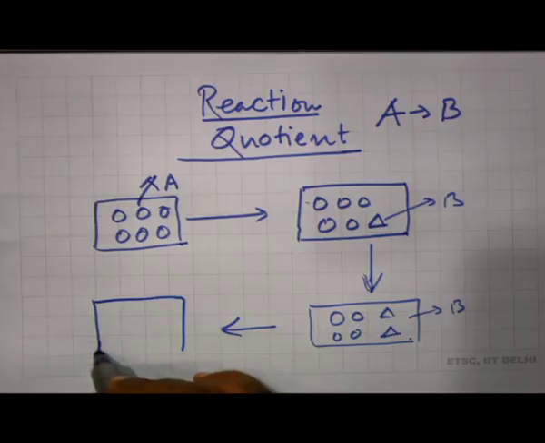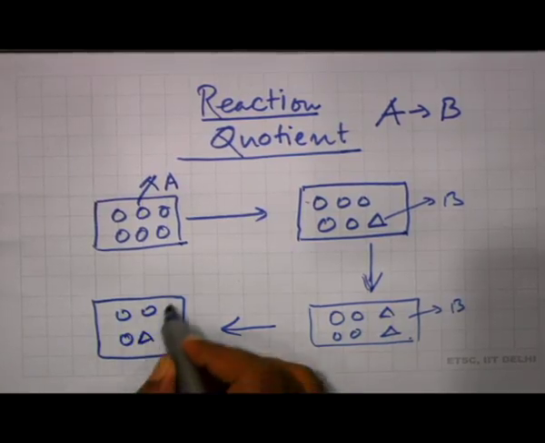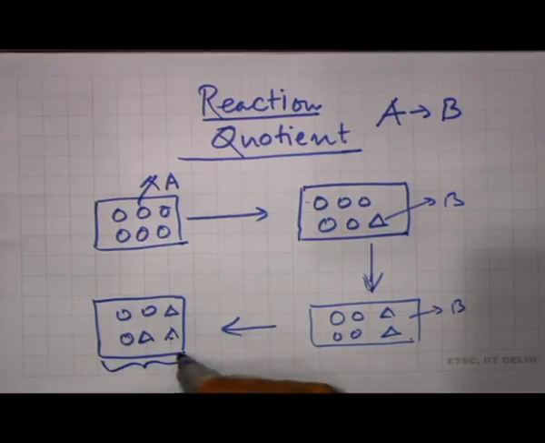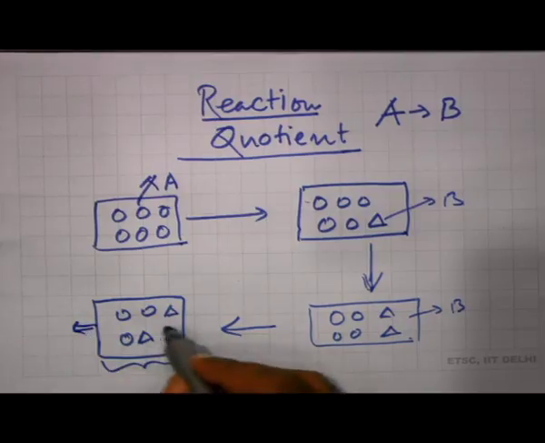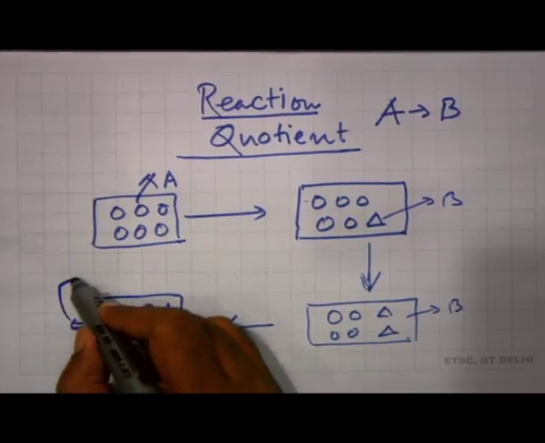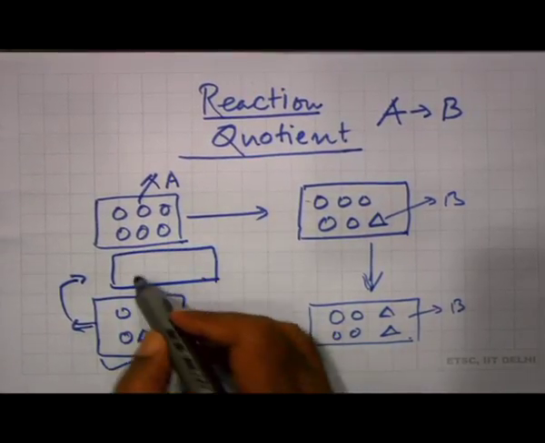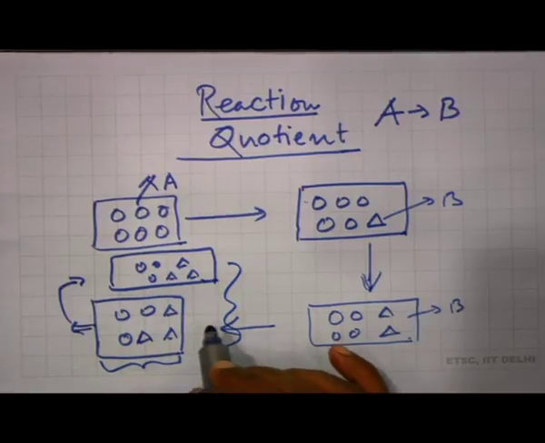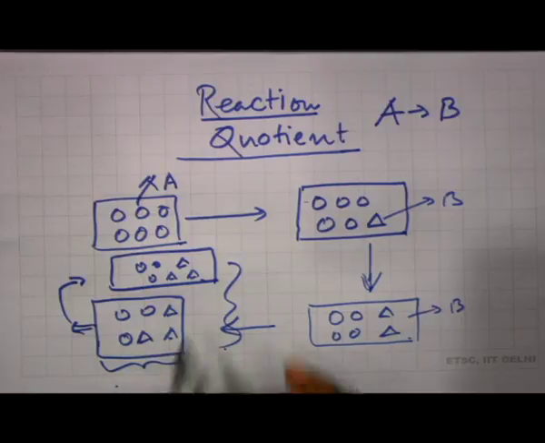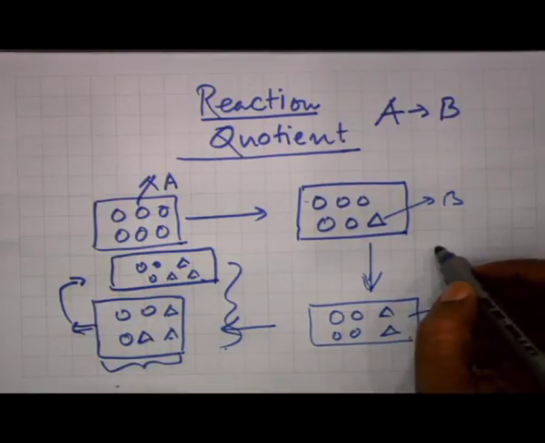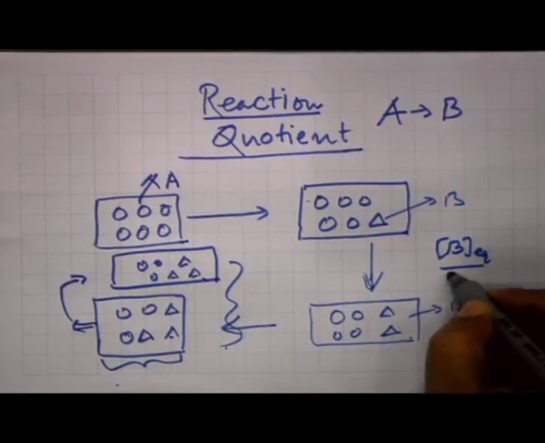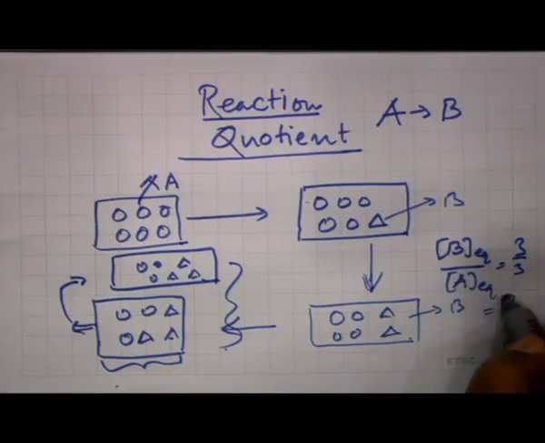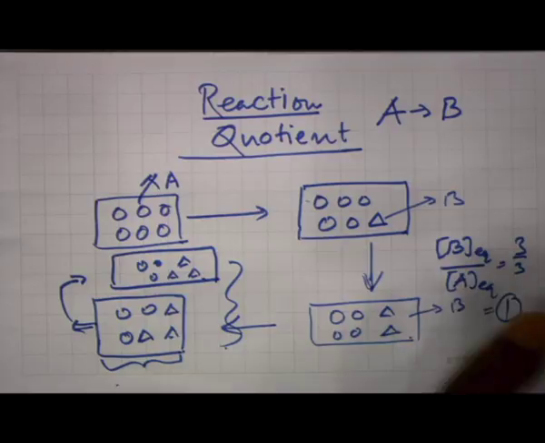Again, wait for some time, and suppose one more molecule goes to B. After some time, what will happen is that this now does not change. If I wait a few more hours and you see that there is no change, then we say that we have reached the condition of equilibrium. Your B by A, which is B equilibrium by A equilibrium, is basically 3 by 3, which is 1, and this is the Kp, or Kc, of this reaction.